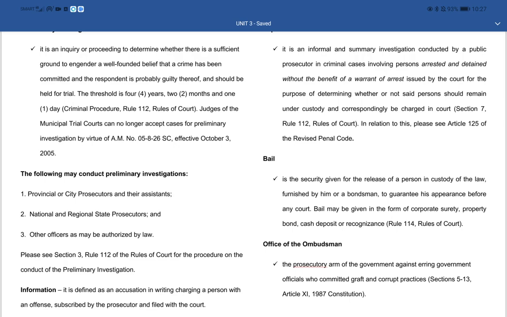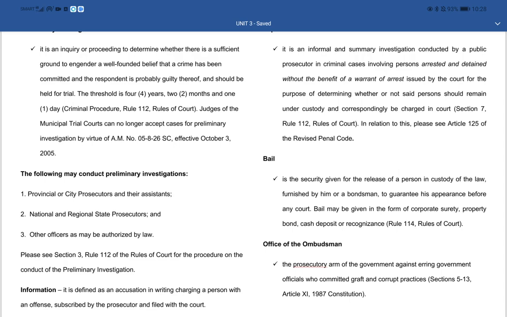So if you have money, then you can bail. Always remember that bail is just a temporary release. It doesn't mean that okay na tanan, wala na kay kaso. It's just a temporary release and makes sure that you're going to appear in the court whenever the judge or the prosecutor will ask for your appearance.